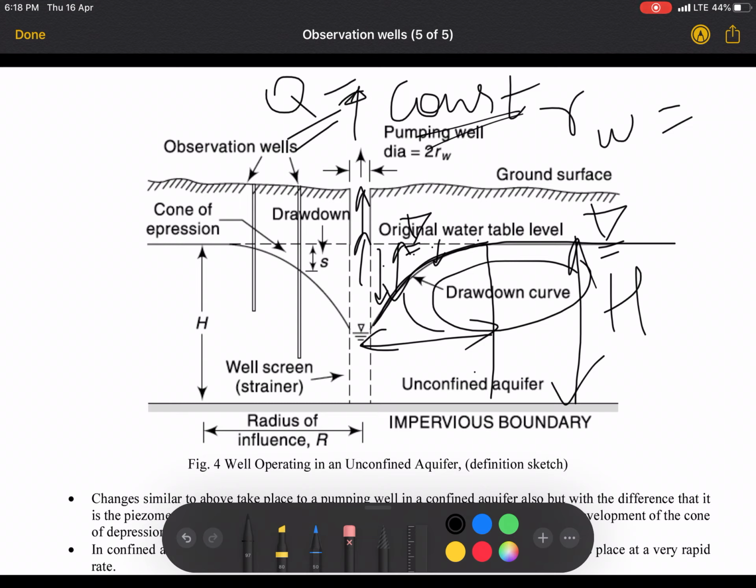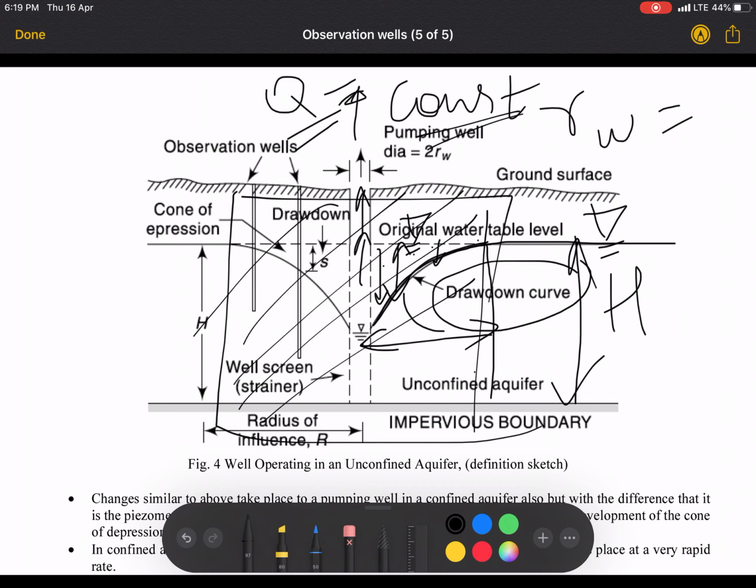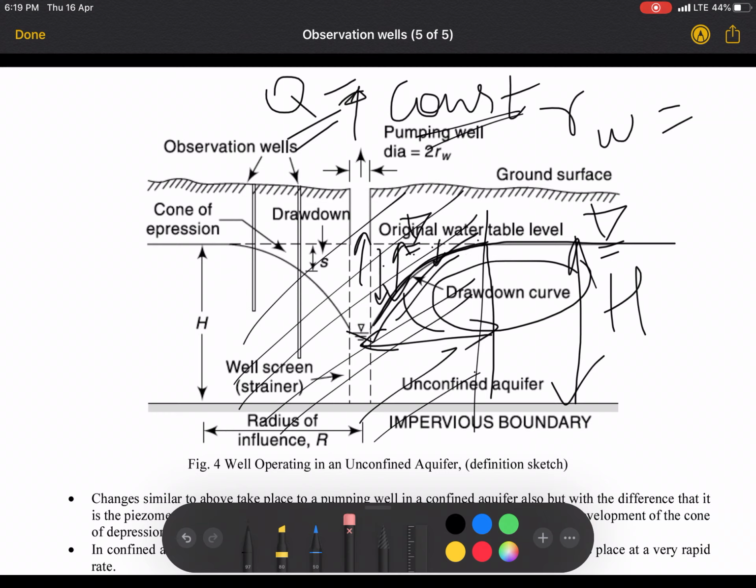Why is this term known as radius of influence? Because this is the influenced area. You can see here, by drawing the water from the well, this area is getting influenced. So that is termed as radius of influence. And this, you can see, looks like a cone. So this is termed as cone of depression. These terms are very important here.